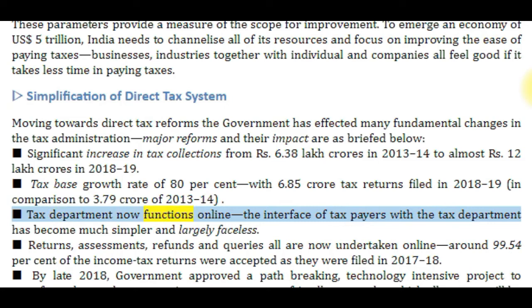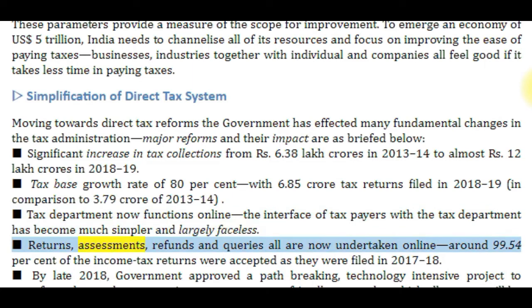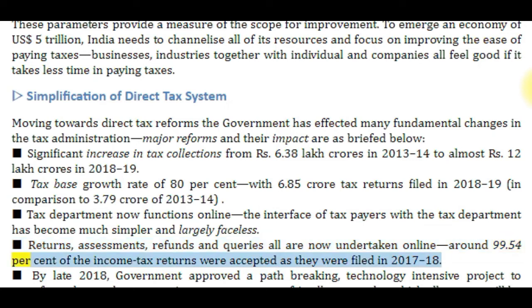Tax Department now functions online. The interface of taxpayers with the tax department has become much simpler and largely faceless. Returns, assessments, refunds and queries are all now undertaken online. Around 99.54% of the income tax returns were accepted as they were filed in 2017-18.